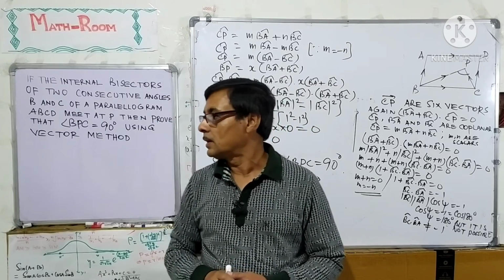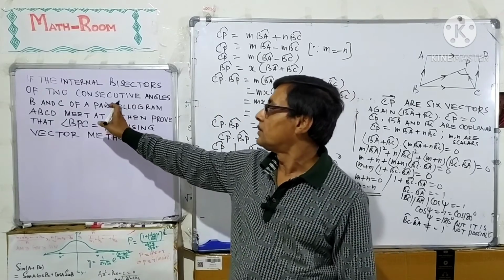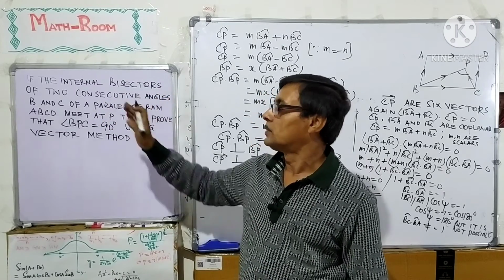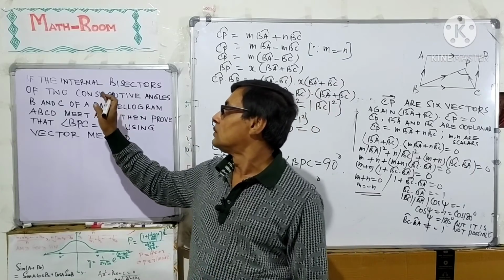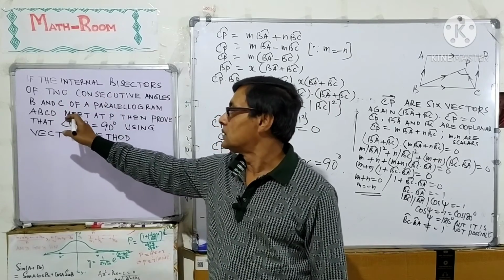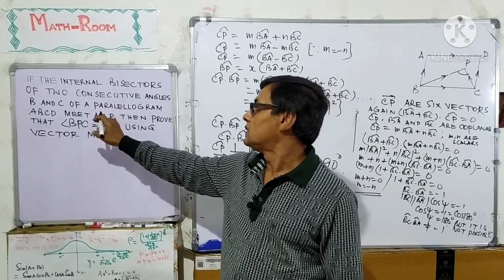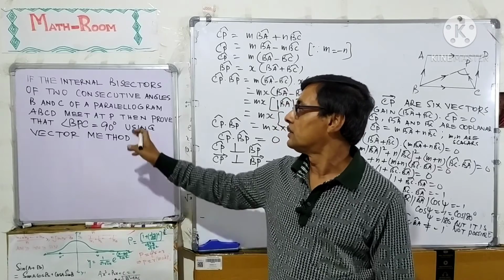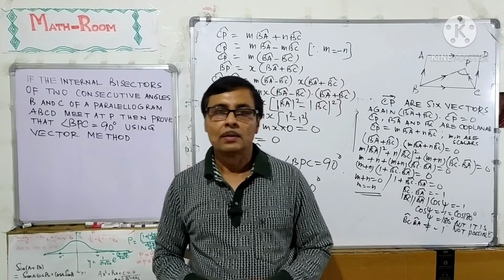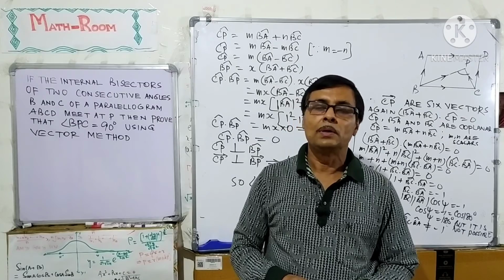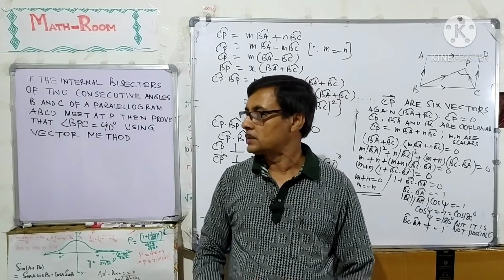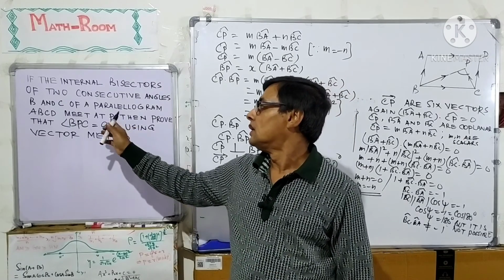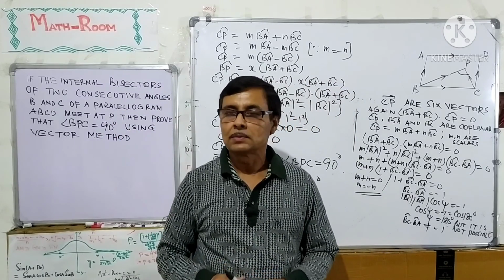This is the angle subtended by the internal bisectors of two consecutive angles B and C, which meet at the point P, is 90 degree, that is BPC equal to 90 degree. So, we have proved the angle subtended by the internal bisectors of two consecutive angles is 90 degree. Thus, we have proved this.